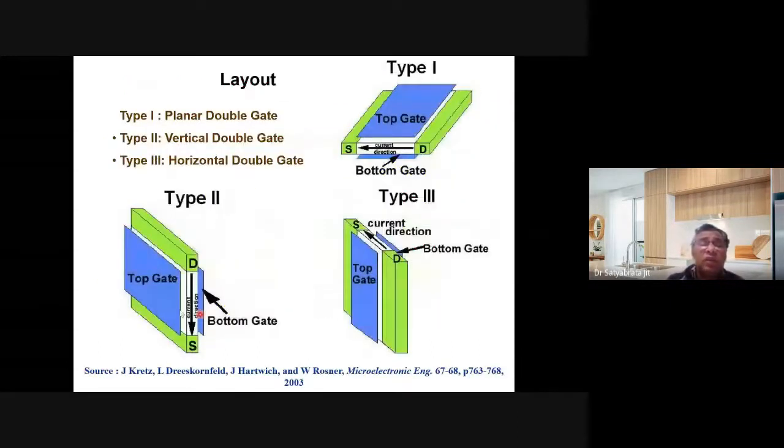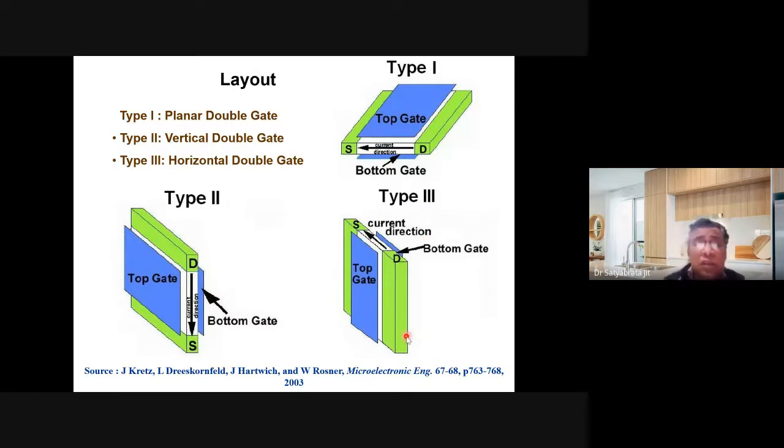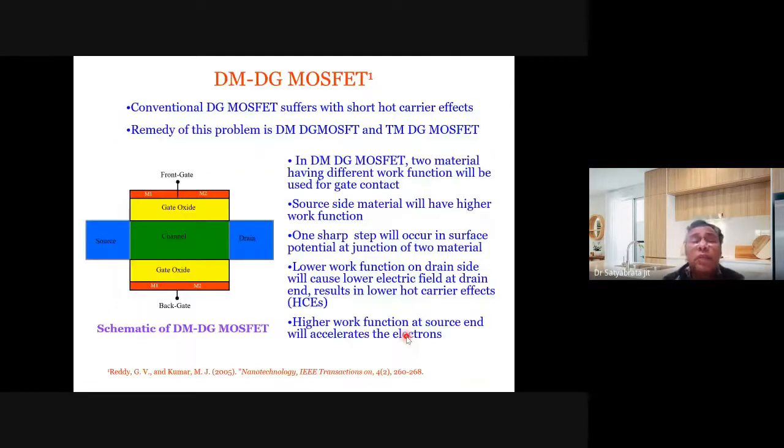So here the different gate structures: a top gate and a bottom gate can be considered. They have their own problems. The alignment of the gate structures is a difficult problem, but that can be handled. Here, instead of a single metal, we can use a gate of double metal structures. So that is called the dual material double gate MOSFET structure.